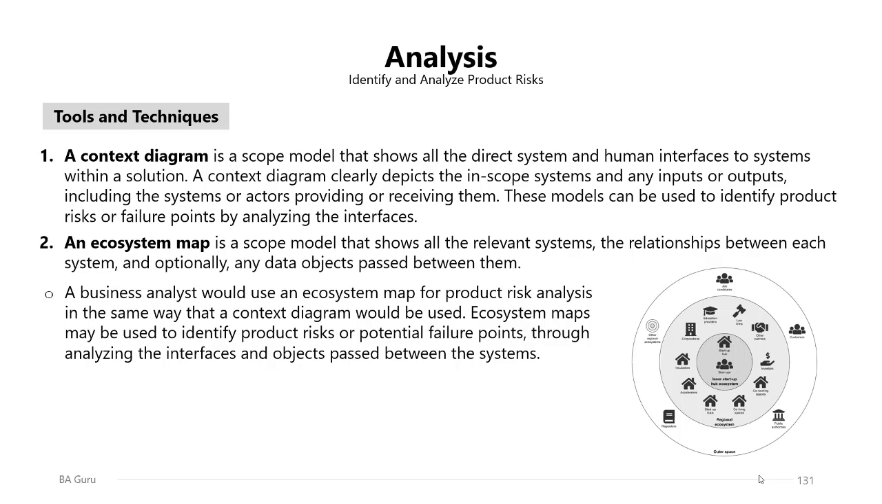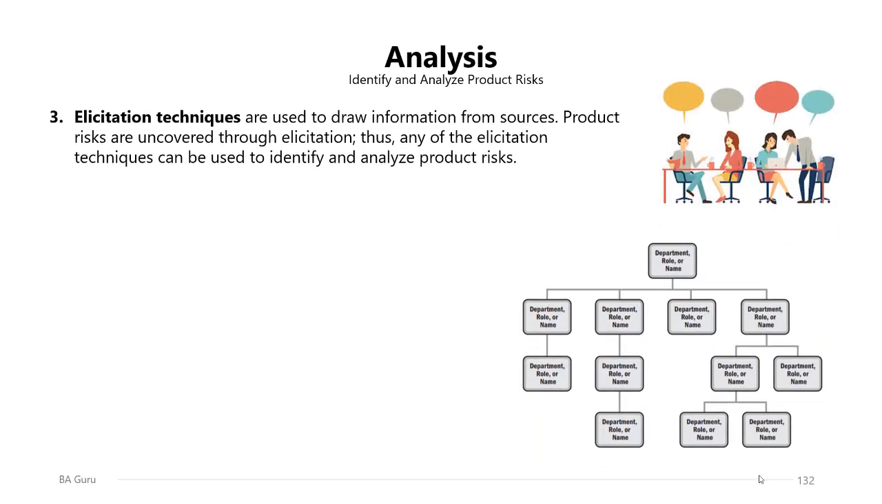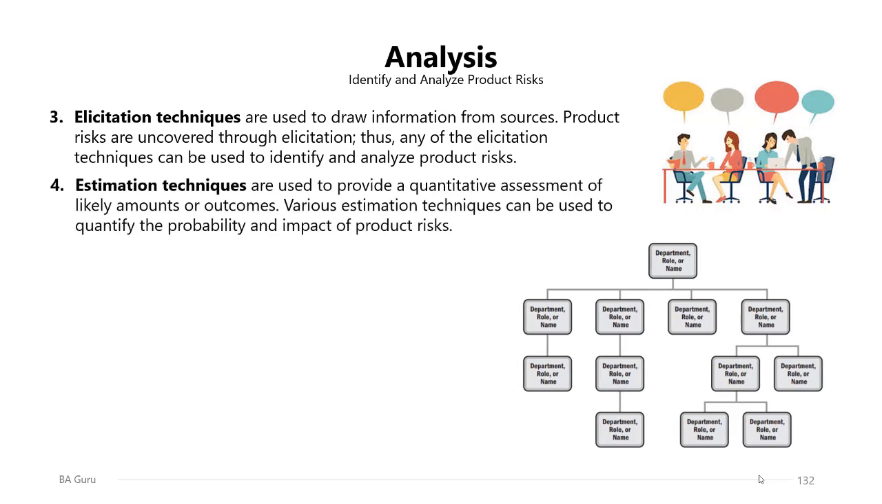The third technique will be the elicitation techniques that are used to draw information from different sources. Product risks are uncovered through elicitation. Thus, any of the elicitation techniques can be used to identify and analyze product risks. So, using any of the elicitation techniques we explained in the elicitation knowledge area section can be very useful in order to identify and analyze the product risks.